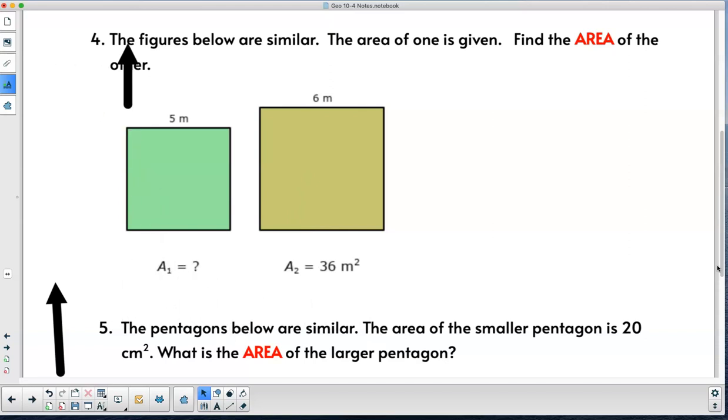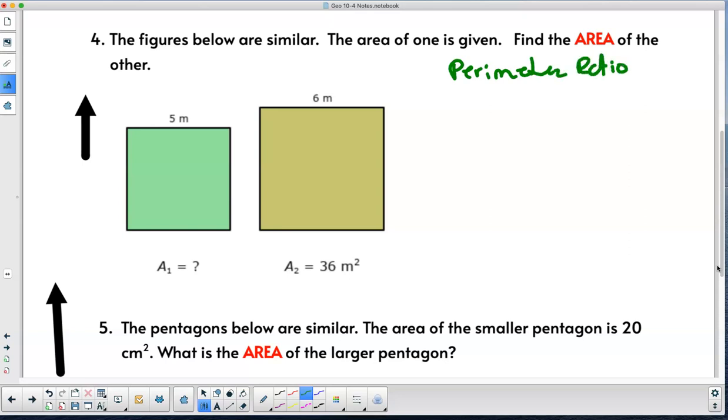The figures below are similar. The area of 1 is given. Find the area of the other. Well, this is just to help us understand this ratio thing. I have a perimeter ratio of 5 to 6. I have an area ratio of 25 to 36.